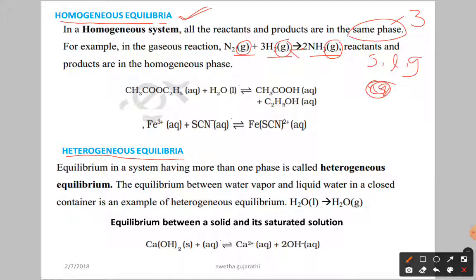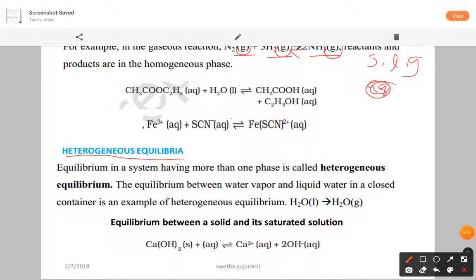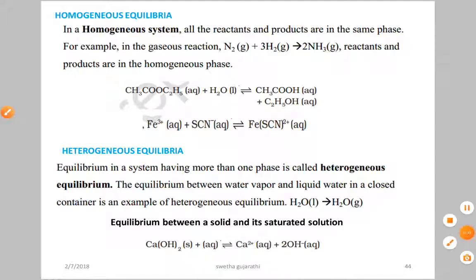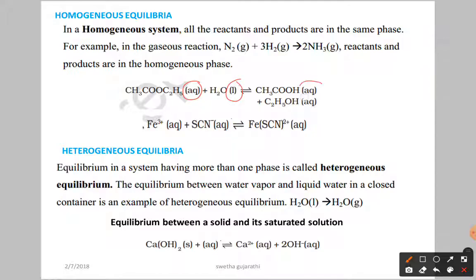Now let us see another example. Here ethyl acetate reacts with water to give acetic acid and ethyl alcohol. If you see, all are in the liquid phase. Aqueous means liquid, so all are in the same phase. This is an example of homogeneous equilibria.